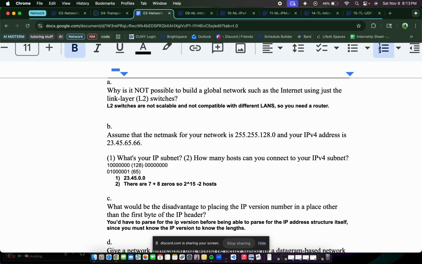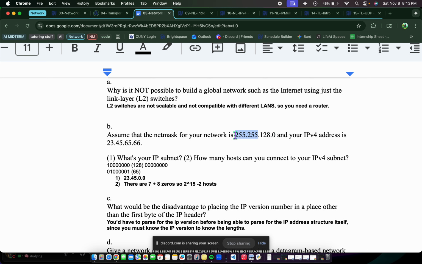Okay, so my question is, you know how you have the 128? How'd you get the 8 zeros next to it? Is it just from the net mask? Yeah. So I just didn't include the 255 for the net mask because obviously those are just going to be 8 ones, right, for 255.